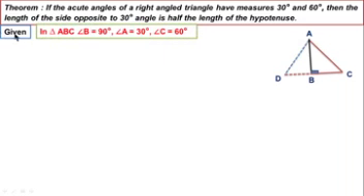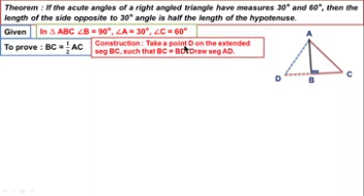What is given to us? In triangle ABC, angle B is equal to 90 degree, angle A is equal to 30 degree, angle C is equal to 60 degree. To prove BC is equal to 1/2 AC.